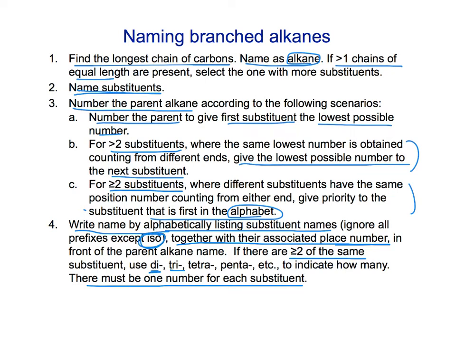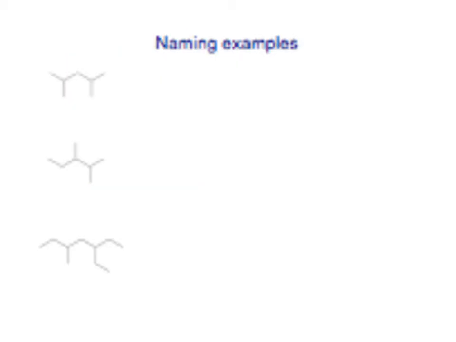All right, seems kind of weird. Seems weird to me too, but of course I didn't make up the rules. So let's give it a try here. All right, so step number 1 is to find the longest parent chain. All right, the longest chain of carbons, which is going to be the parent.